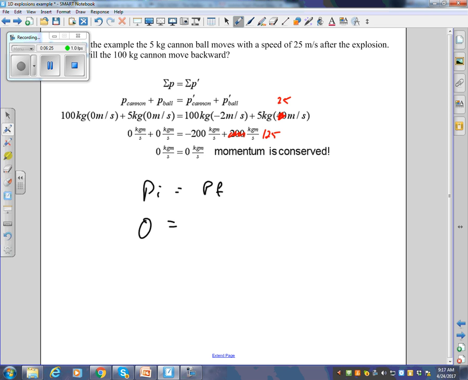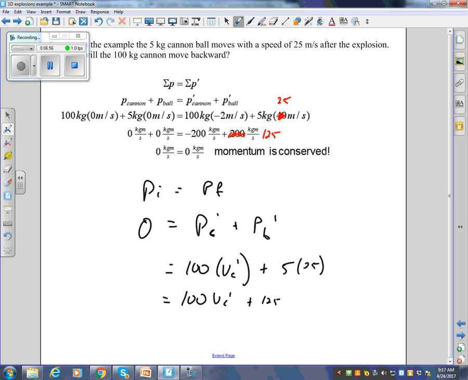So PF is going to be P cannon prime plus P ball prime. So that's going to be 100 times V, that's a C, VC prime, plus the momentum of the ball, which is going to be 5 times 25. So 100 VC prime plus 125, and that's all equal to 0.